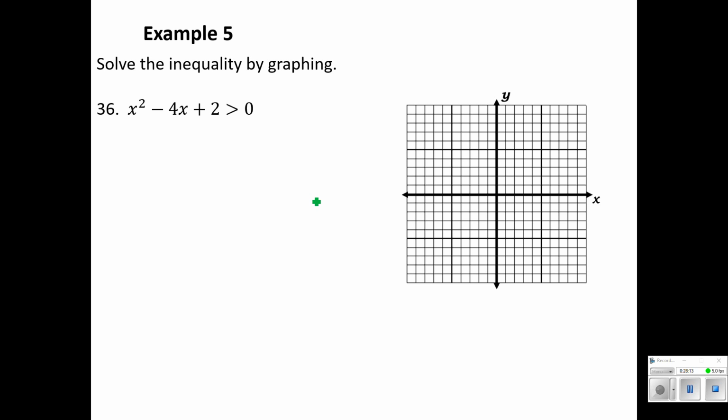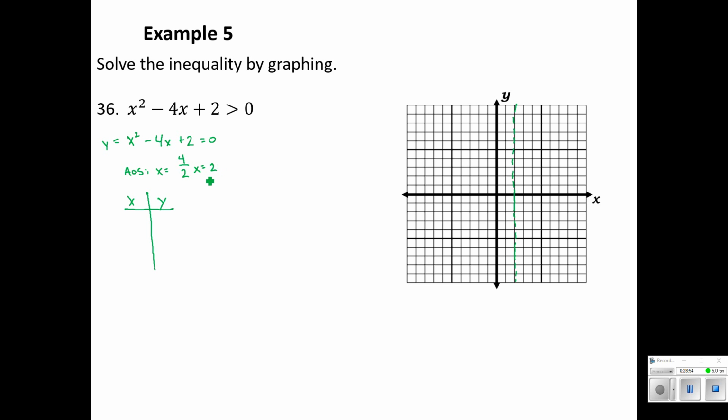Okay, example 5, solve the inequality by graphing. All right, well, what we want to do is treat this as if it were just a regular polynomial function set equal to 0. So if we were to graph this out, y equals x squared minus 4x plus 2, we'd probably start off by finding the axis of symmetry. x equals negative b over 2a. We find that's x equals 2.